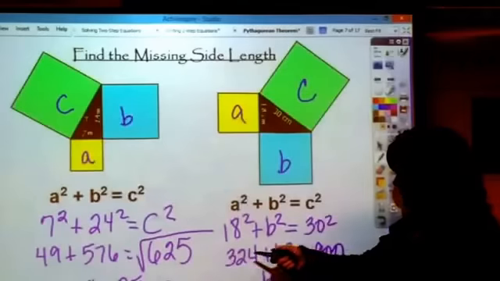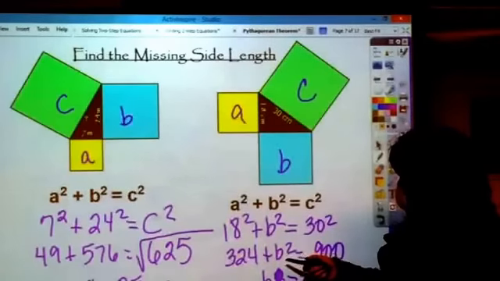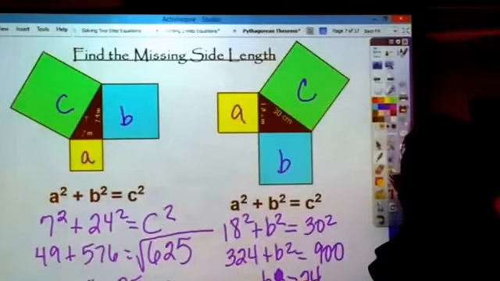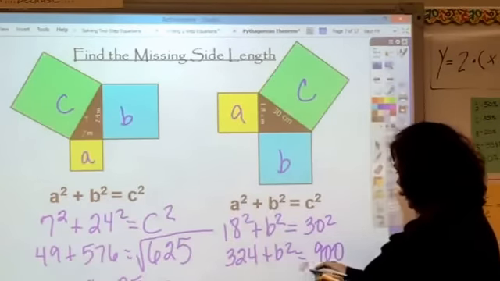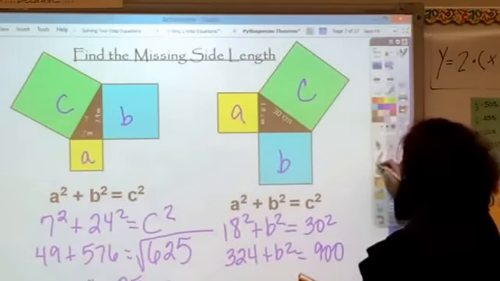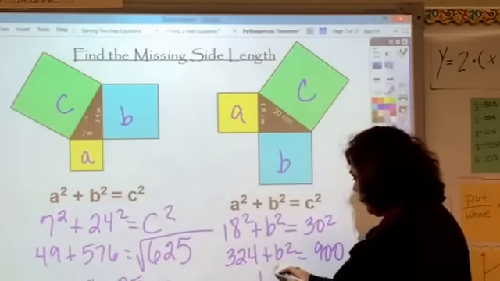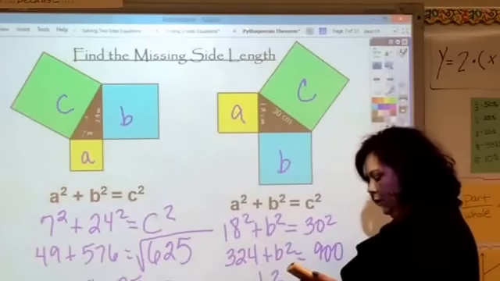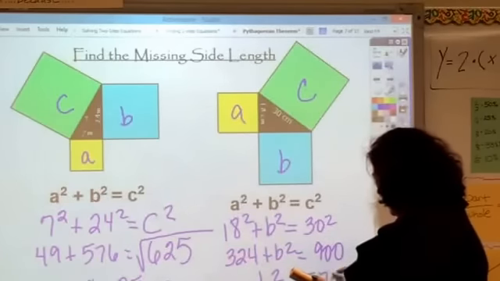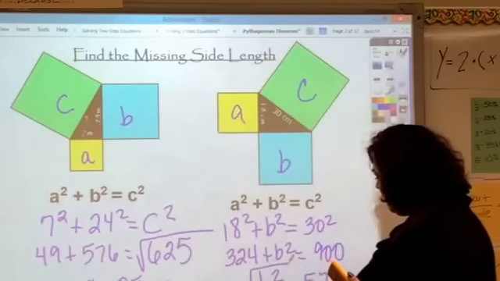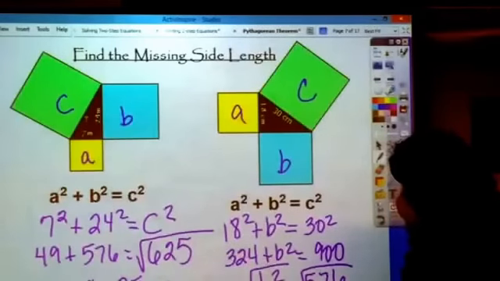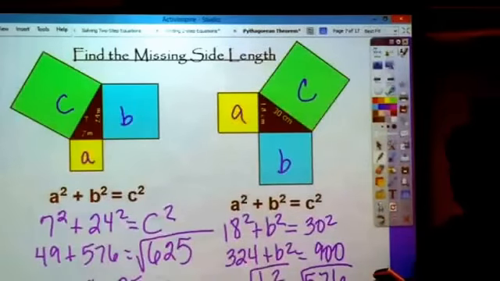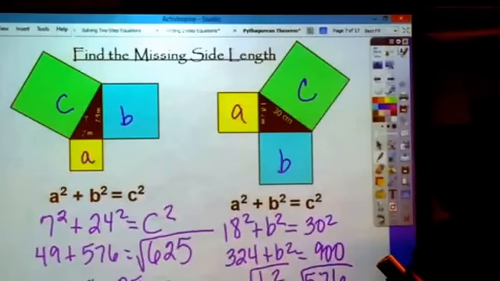So it was this minus this, and that gave me an answer, and then I took the square root of it. I should show that step, really, so that you guys can see it. So B squared is equal to 576, and then the square root of B squared and the square root of this, so B equals 24. And what are my units? Centimeters.